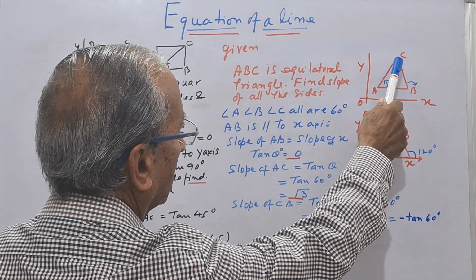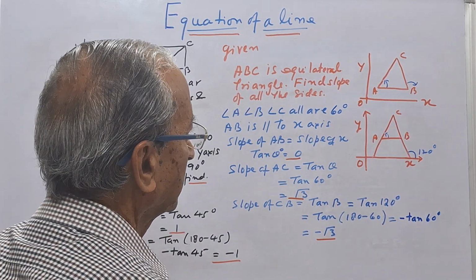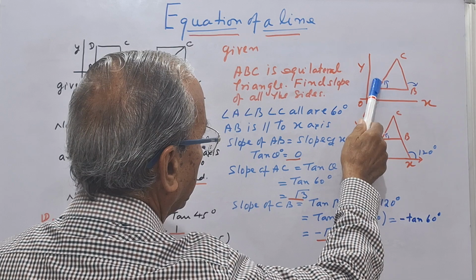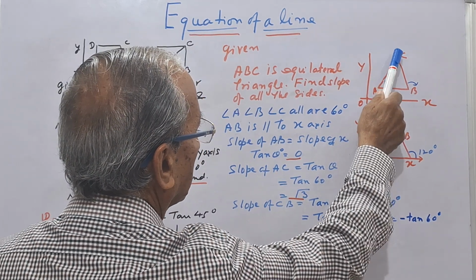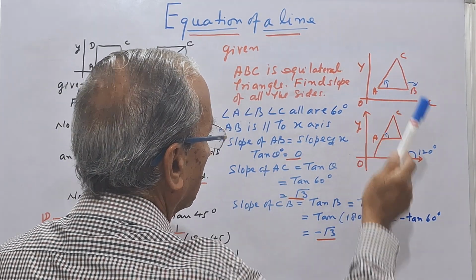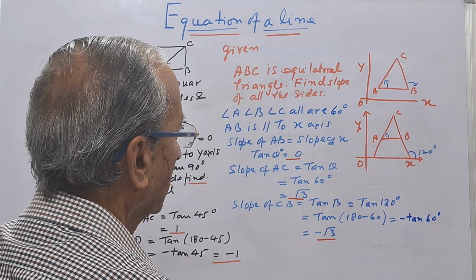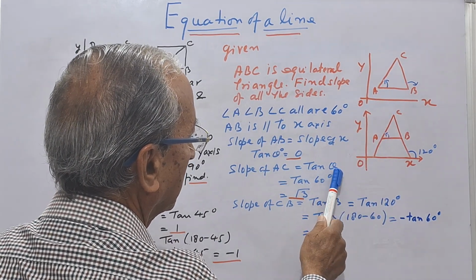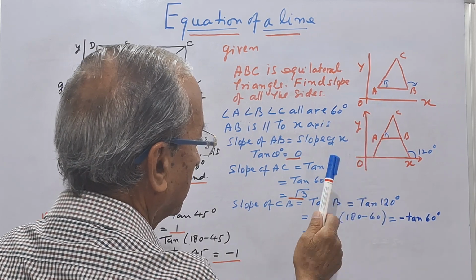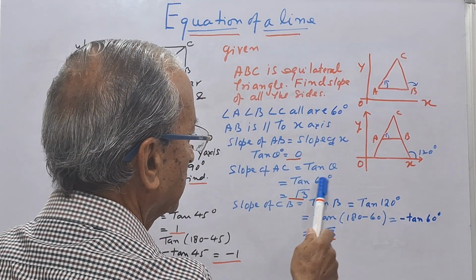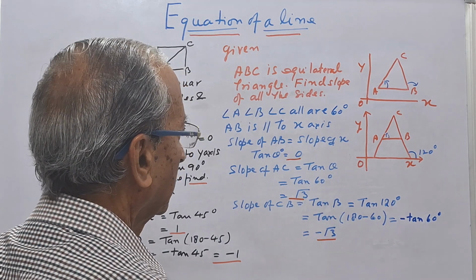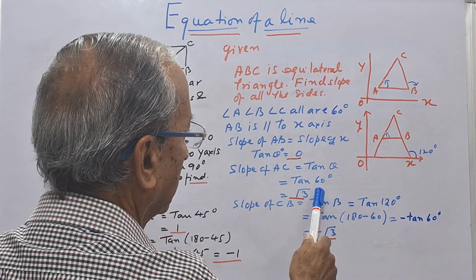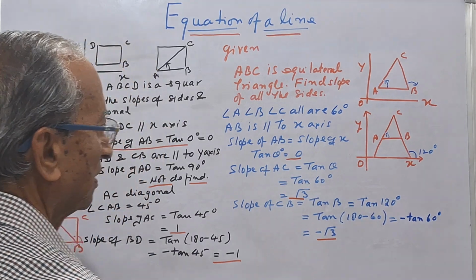Now we know ABC is an equilateral triangle. Then we have to find out the slope of AC. This angle CAB is 60 degrees. So the slope of AC is equal to tan theta, and theta is 60 degrees, and tan 60 degrees is equal to under root 3. So the slope of AC is under root 3.